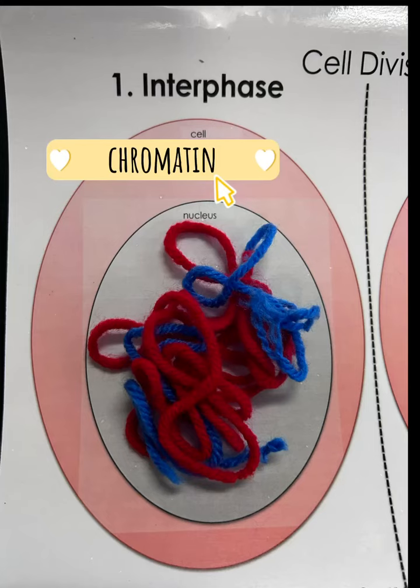The first stage of mitosis is interphase. This is where the cell spends most of its time. In the picture here, we see a cell with a nucleus, and in the nucleus there's DNA in the form of chromatin. Once the DNA in the cell has replicated, the cell is ready to divide. There are now 2 copies of all the genetic information in the nucleus of the cell.